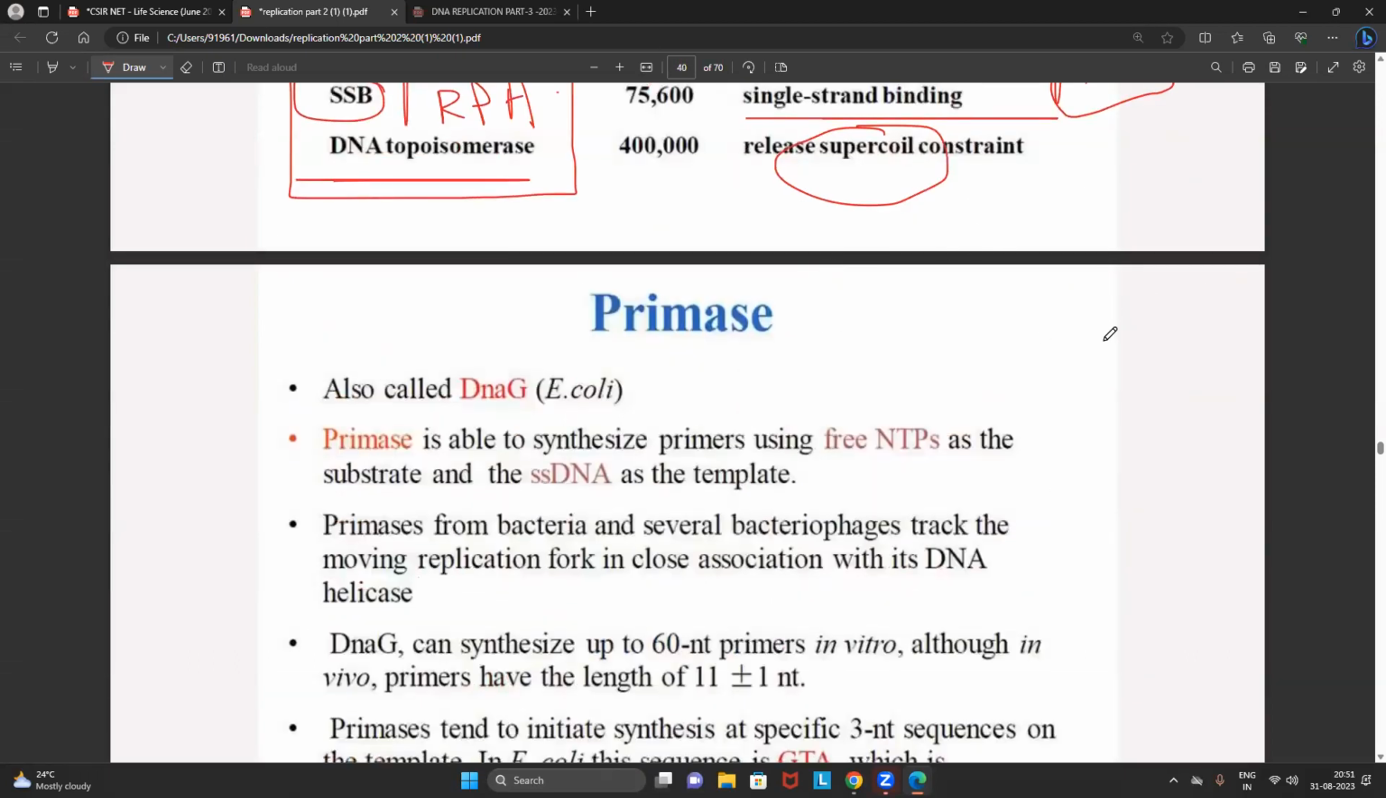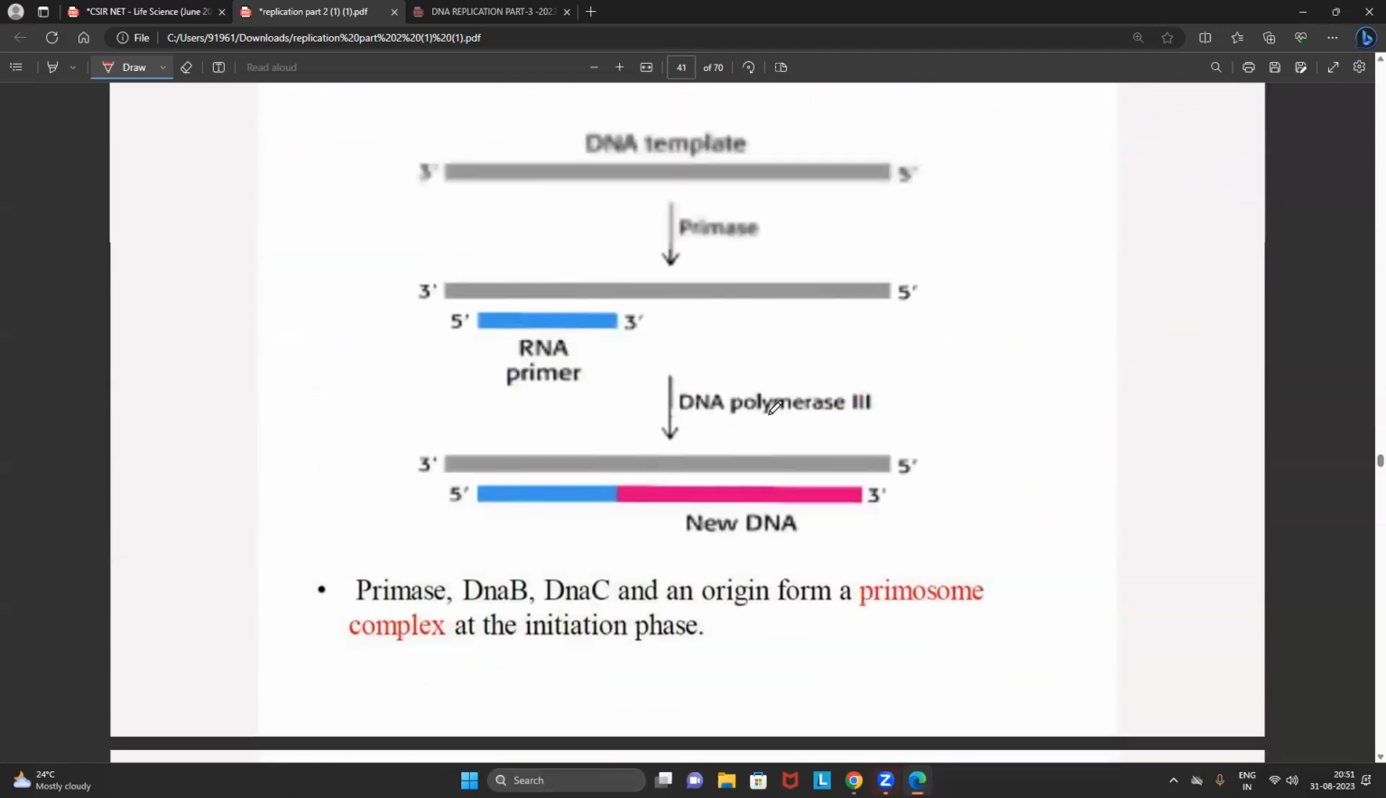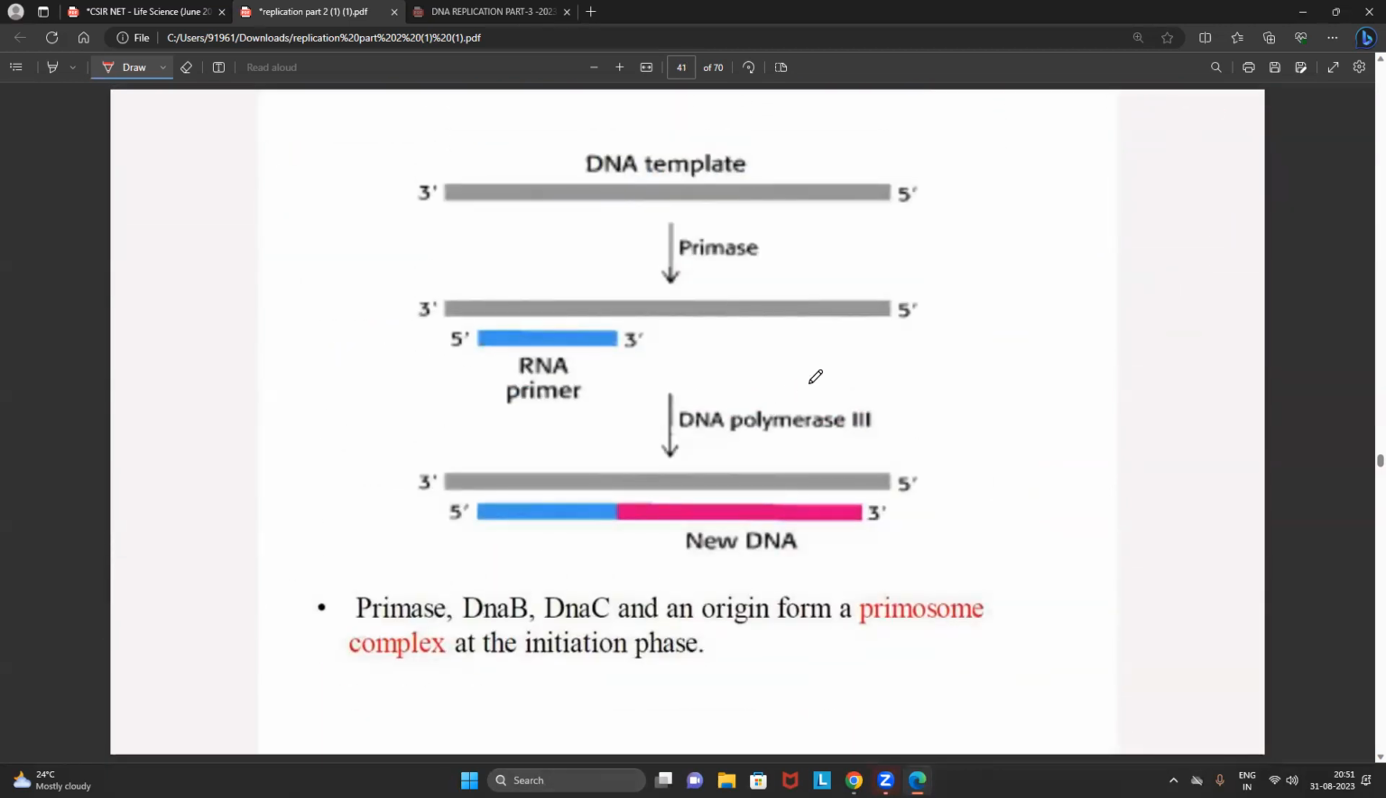So far, friends, we have studied only one enzyme, that is polymerase enzyme in prokaryotes also, eukaryotes also. Now we have to study all other enzymes also. Whatever the information I am saying, all the students try to understand me correctly. Primase is the enzyme also called DNAG in case of E. coli. In case of eukaryotes, just now I told you, right? DNA polymerase alpha has a primase activity. Simple point. What's the function of primase? You also know very well. The ultimate function of the primase is adding the primer.